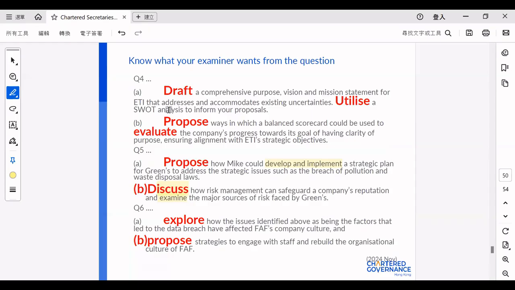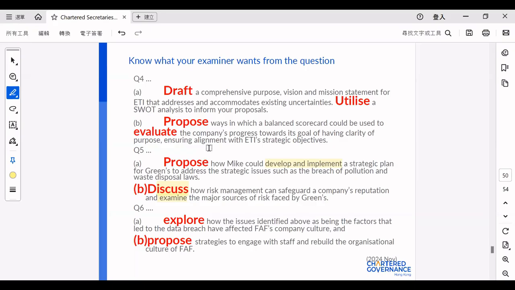When you are asked to draft, that means you have to produce something original. You don't copy. You have to make something new. So you have to use a structure like the vision is, the mission is, whatever, and see if there's any wording that brings uncertainty, which is not that good. So you have to link it with the SWOT analysis. So that's what you're required to do.